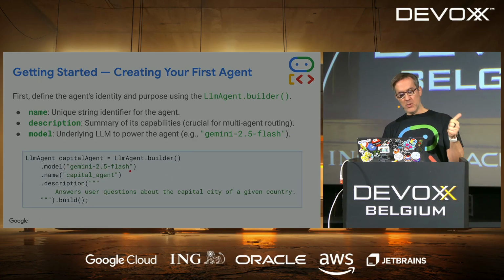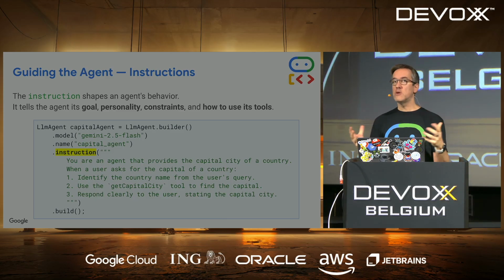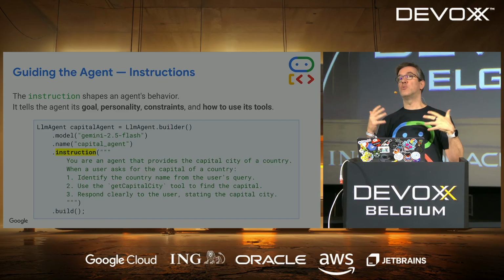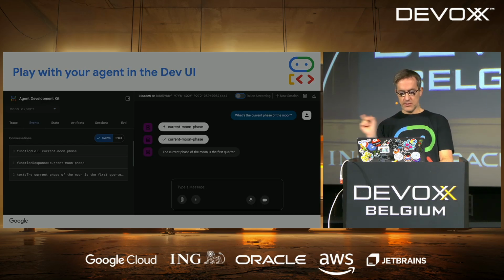For a model, you have to give it a name and a description. But the other important thing to give as well is instructions, because that's what's going to give the agent a goal to achieve, and a personality, etc. And also constraints like how it should use this tool, when, and that kind of thing. And so this is the dev UI.